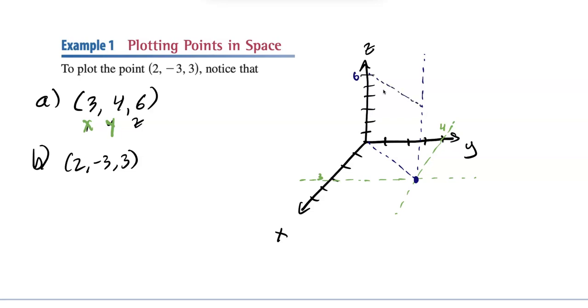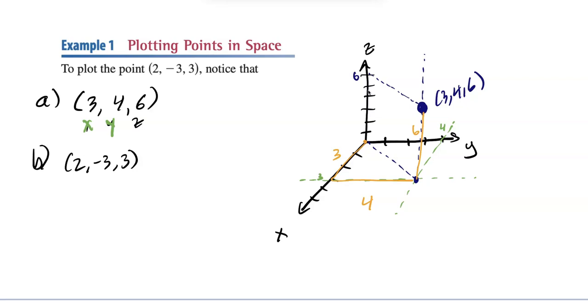So right there, that point is the point 3, 4, 6 in 3D space. A lot of times I like to think about this: I'm starting at 0, 0. Then I'm going to go 3 on my X. Then from that spot, we're going to go 4 on my Y. And then from that spot, we're going to go up 6 for my Z.